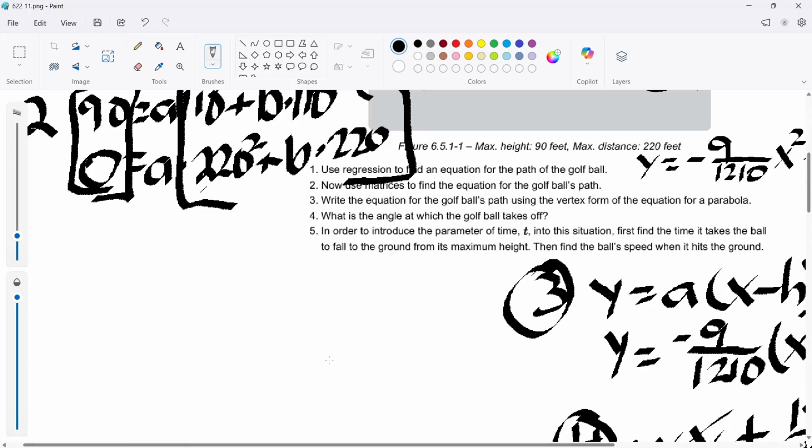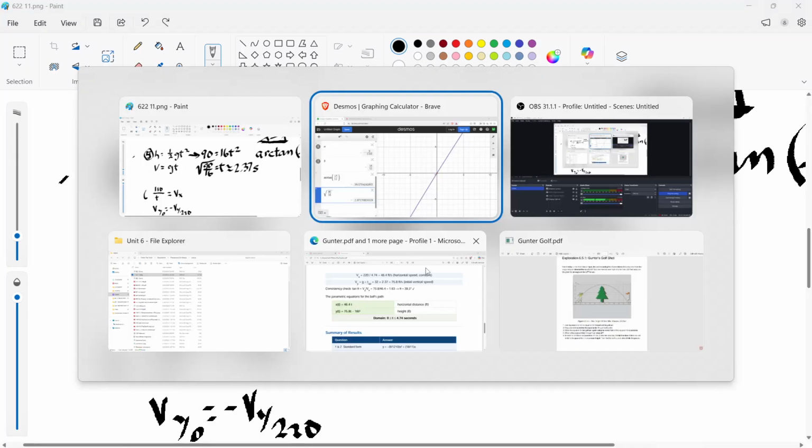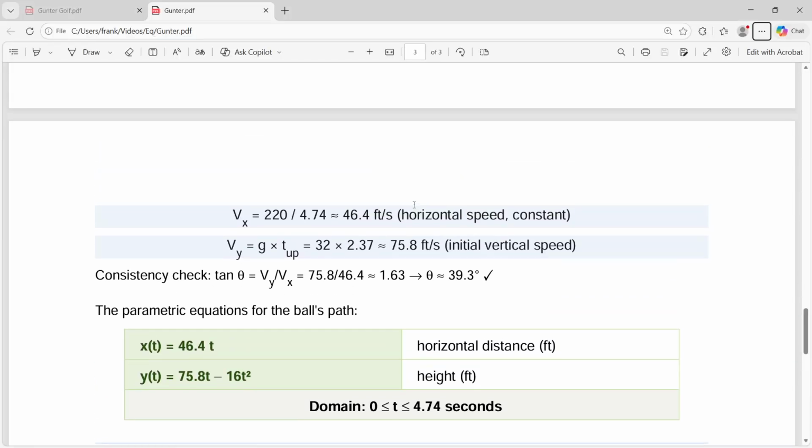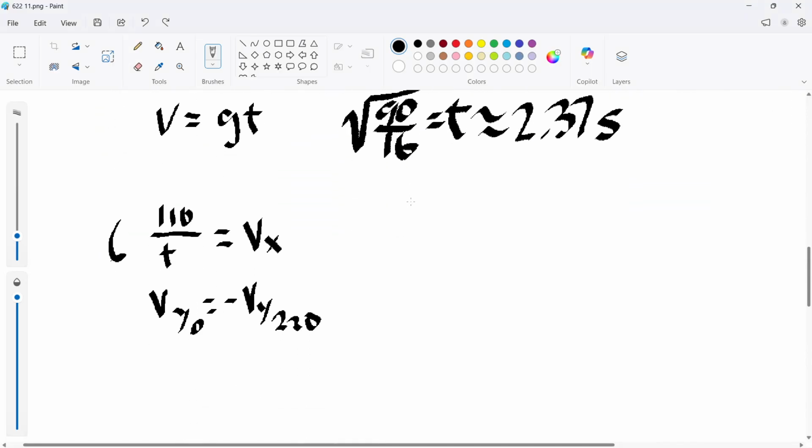And then it wants, find the ball's speed when it hits the ground. Well, velocity is the force of gravity times time, I think. Is it force of gravity times time, or 1/2 gravity times time? Let me check it. I have it written down somewhere here. Let's look it up. It's GT. I had it right.